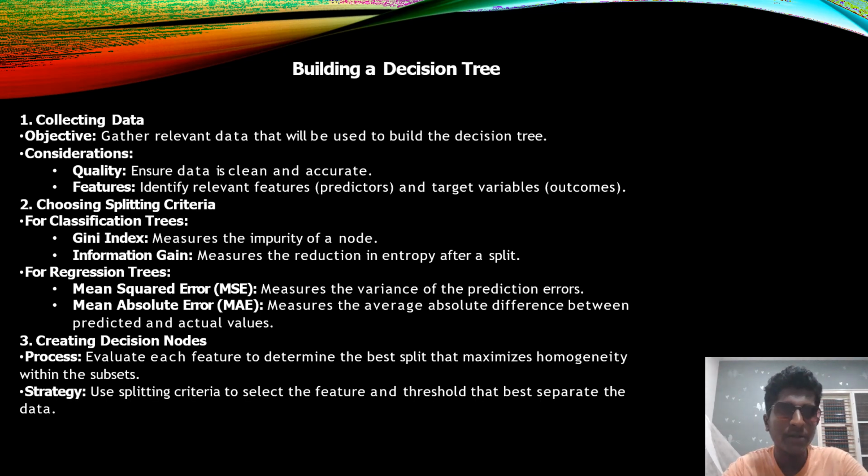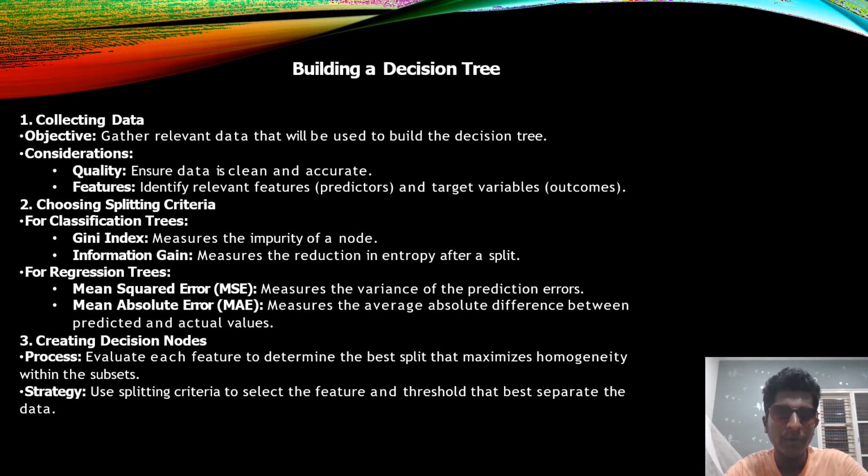Building a decision tree. First, collecting data. Objective, gather the relevant data that will be used to build the decision tree. Consideration, quality, ensure the data is clean and accurate. Features, identify relevant features and target variables.